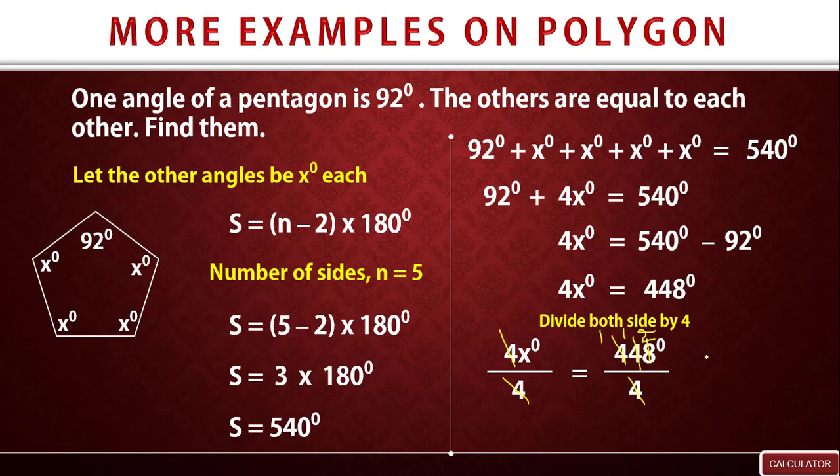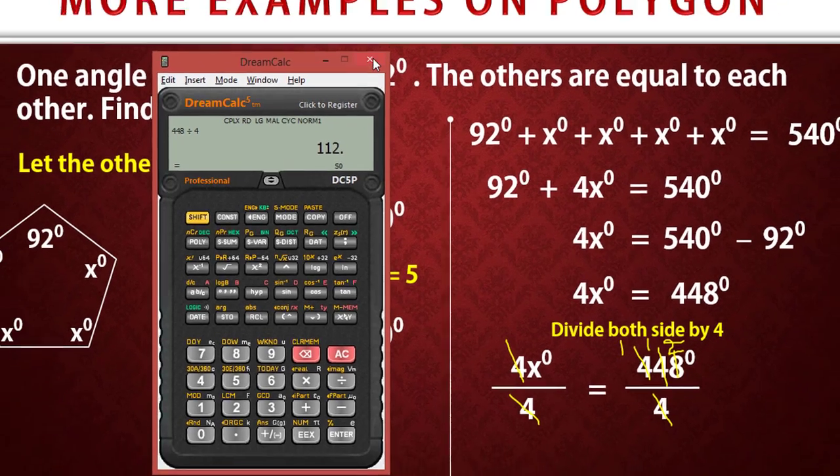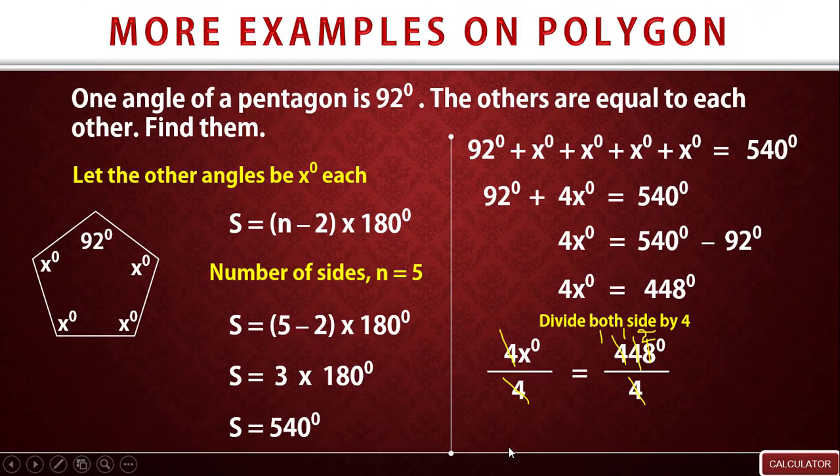You can also use your calculator to do that. Let me show you that with the calculator. 448 divided by 4 equals, enter, you can see that 112. So at the left hand side, we have s degree equals 112.